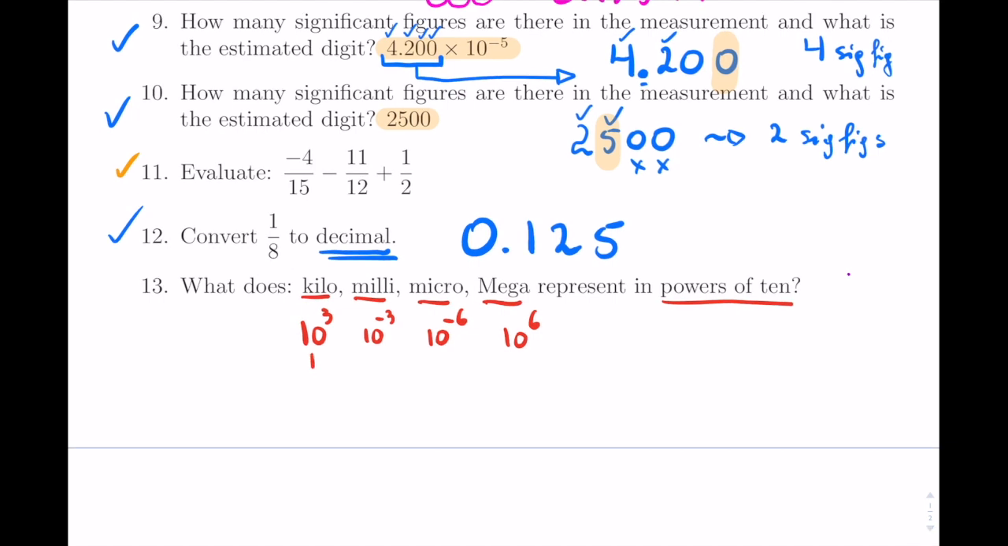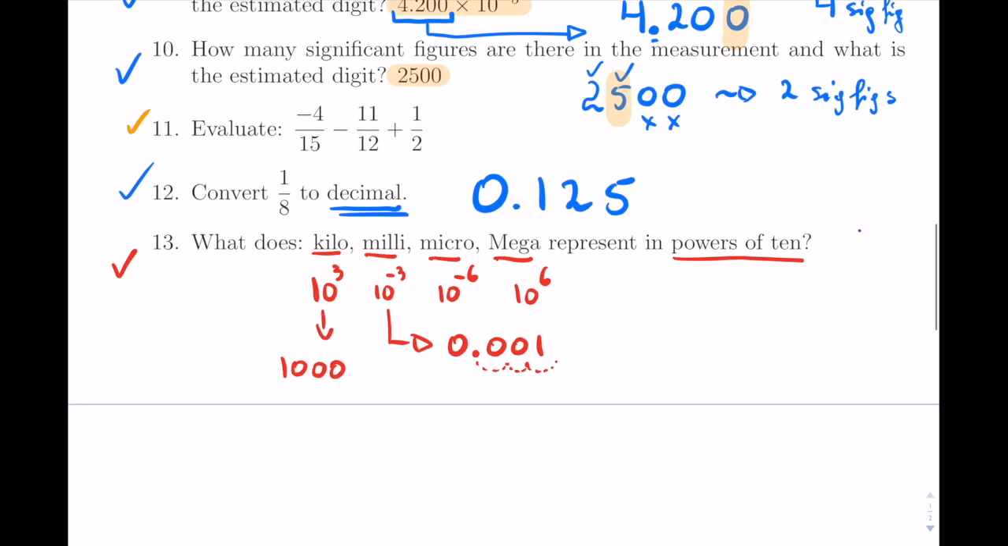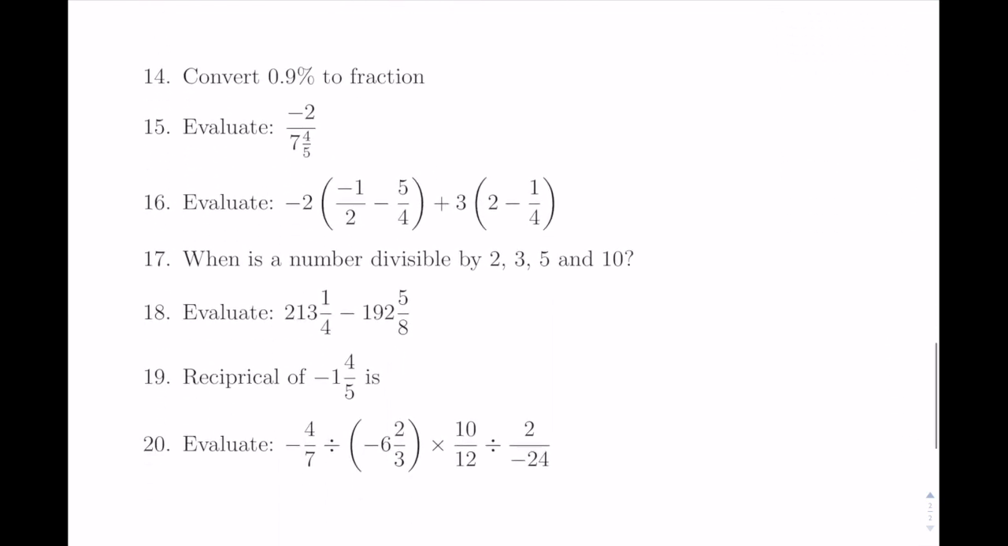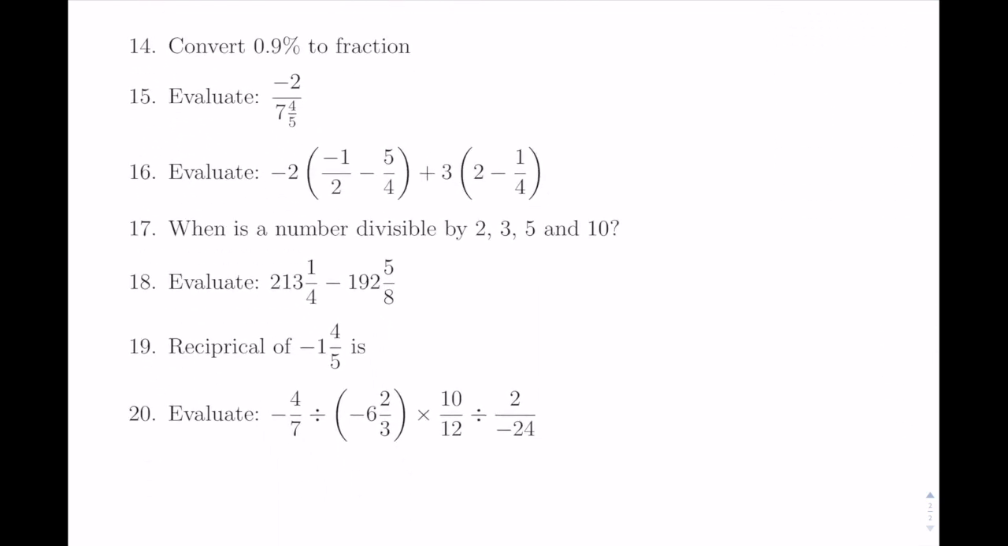Now, of course, you can evaluate this if you like. So 10 to the power of 3 is just 1,000. Okay, because it is a negative, this turns out to be that. So remember, 1, 2, 3. And you can do the same for 10 to the minus 6 and 10 to the power of 6. Okay, that's 13. Let's move over to the next set of questions.